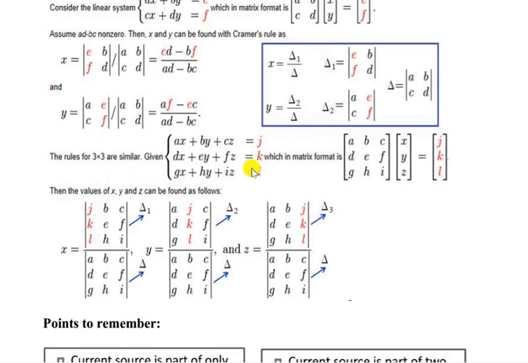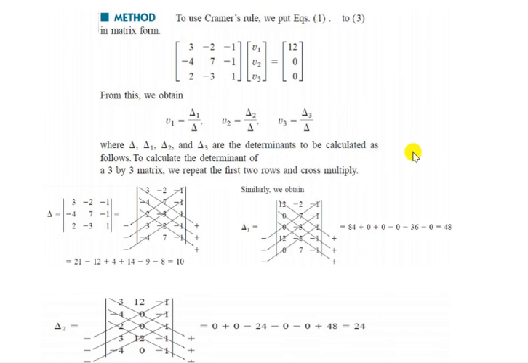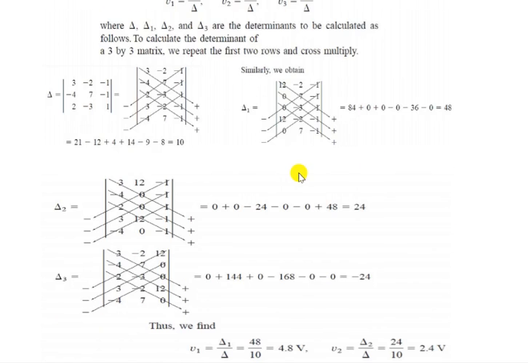Now for three equations, we have ax + by + cz = j. So we have the parameters abc, def, ghi with respect to x, y, z, and constant terms jkl. Then we have to find del 1 and del. Okay, now to find del 1 and del, let me just show you one easy method.